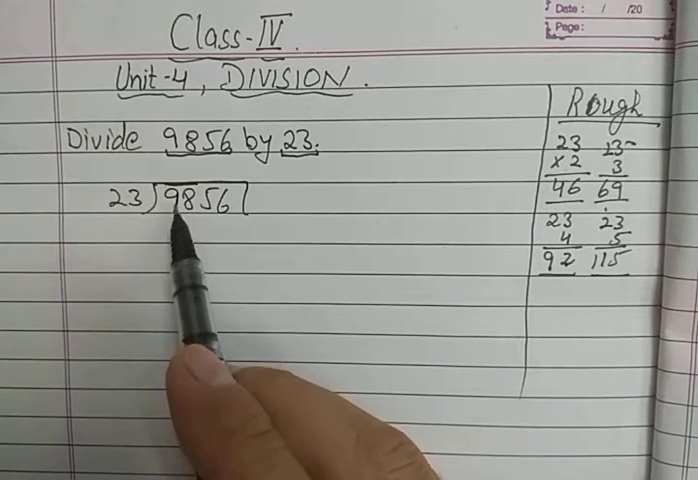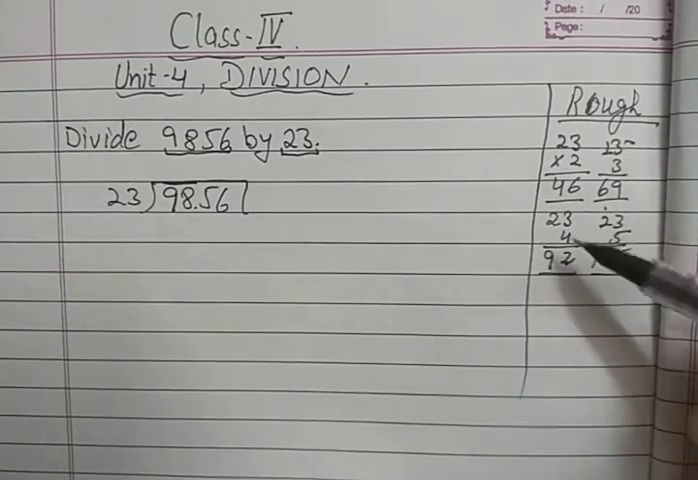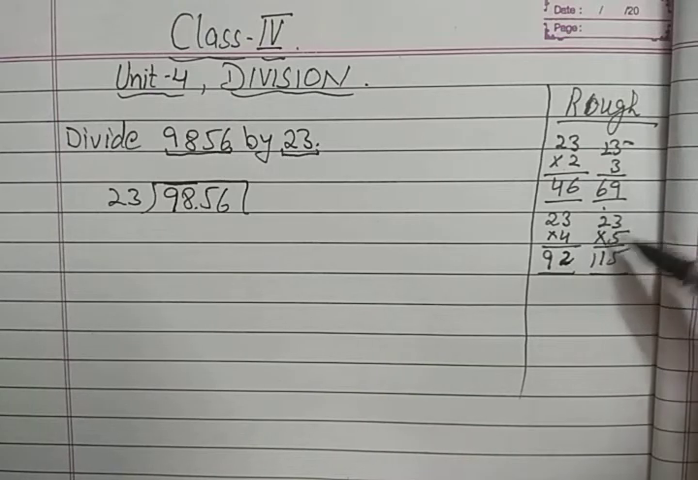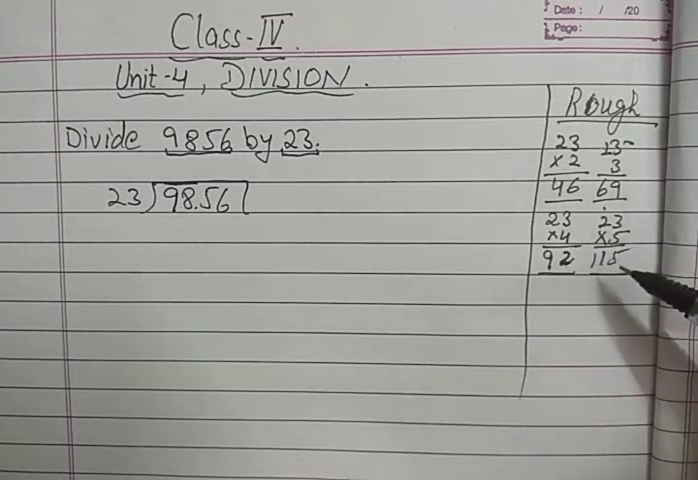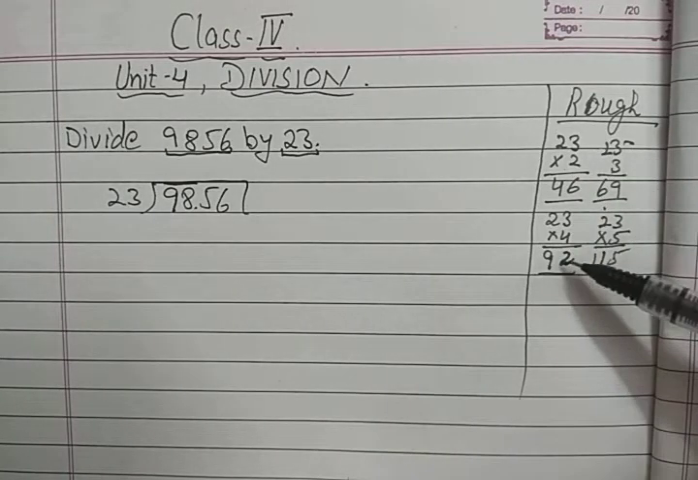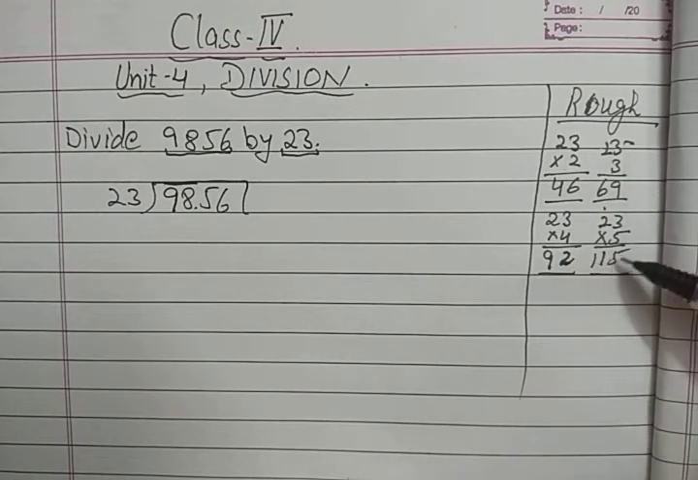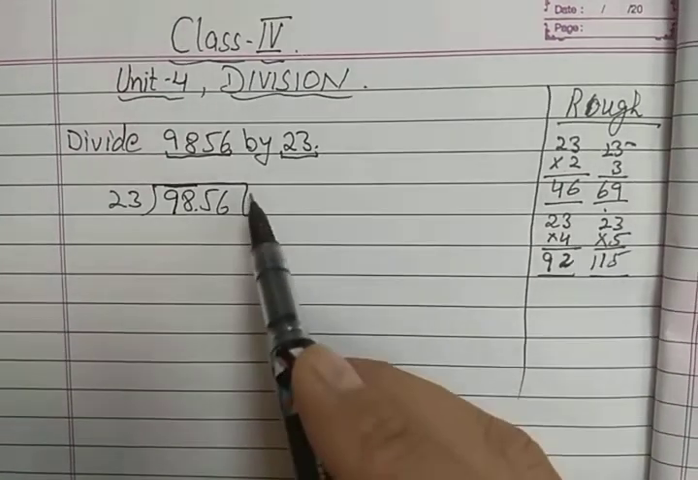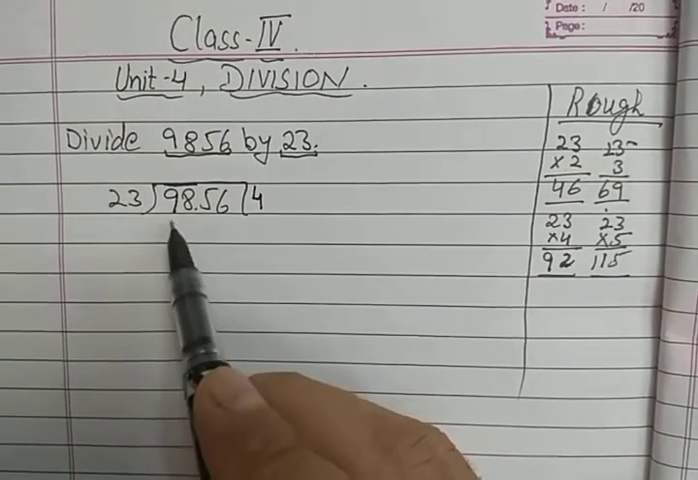Now you can see here that we have to recite the table till 98, and 23 4s are 92, which is smaller, whereas 23 5s are 115, which is greater. So which number will we take, smaller or greater? Because 98 did not come in the table of 23. We have seen here 92 or 115. There are two numbers, so which number will we take? We always take the smaller one. So 23 4s are 92. We will write 23 4s are 92.